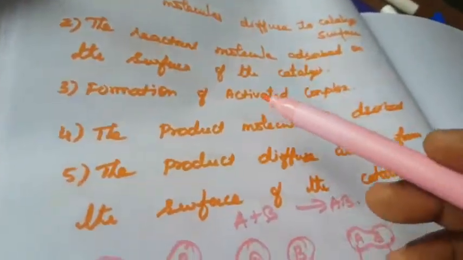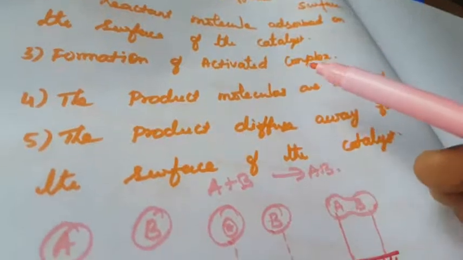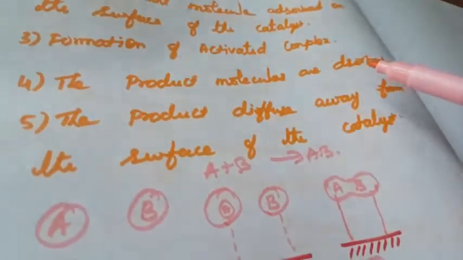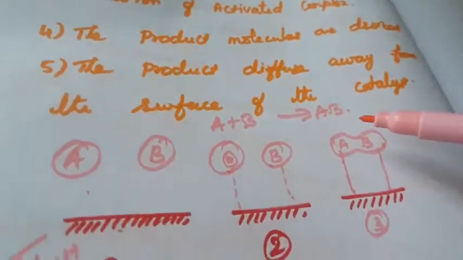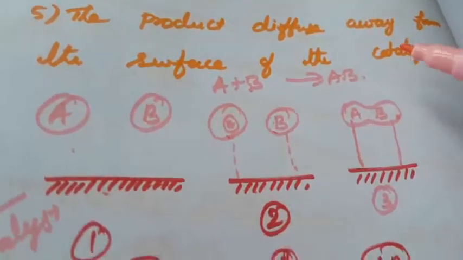So this is the first step: reactant molecules diffuse to the catalyst surface. The reactant molecules are adsorbed on the surface of the catalyst. Then the formation of activated complex, the product molecules are formed, and the product diffuses away from the surface of the catalyst. Okay, so this is the adsorption theory.